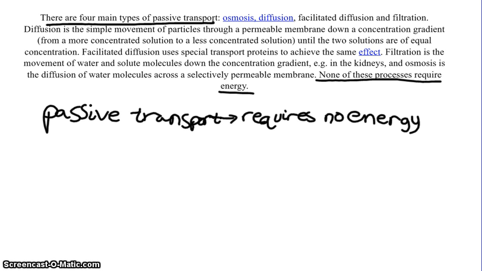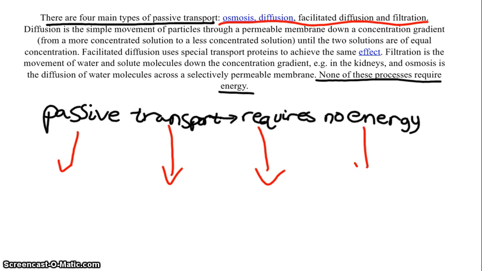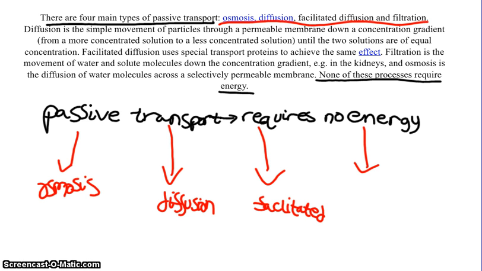Now this passage goes through and it lists different kinds of passive transport. So those are osmosis, diffusion, facilitated diffusion, and filtration. So now we're going to make almost a concept map. So we're going to draw 4 arrows down for each of our 4 types and fill them in. Osmosis, diffusion, facilitated diffusion, and last but not least, filtration.